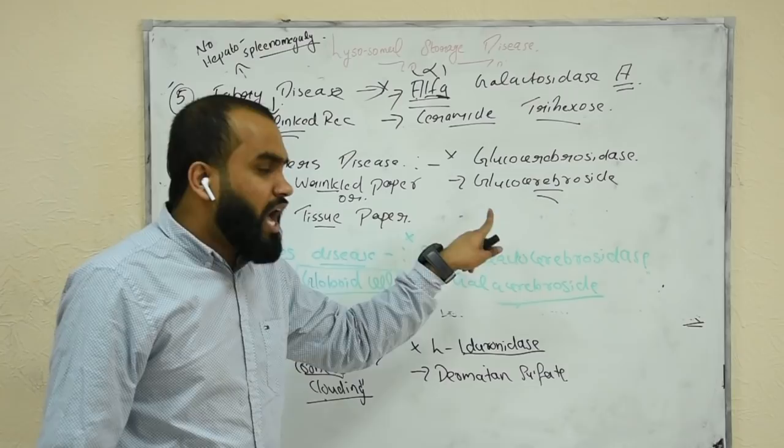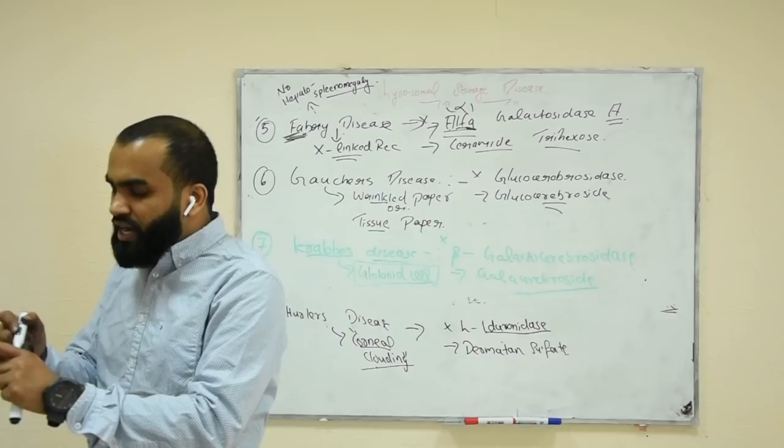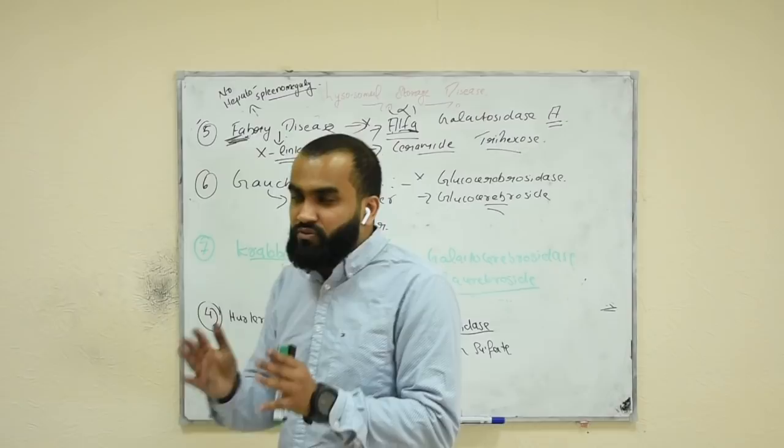Once again repeating, these are very high yield. High yield means in every competitive exam, you will have one question from lysosomal storage disease. So we studied here seven types. All the seven types, remember, out of that only two are X-linked recessive. All others are what? Autosomal recessive. What are they? One is Fabry, other is Hunter's.